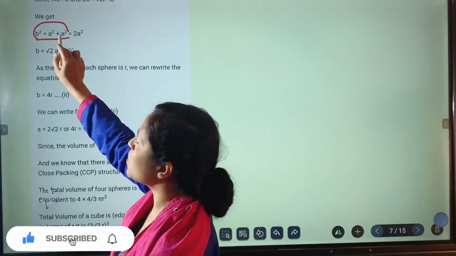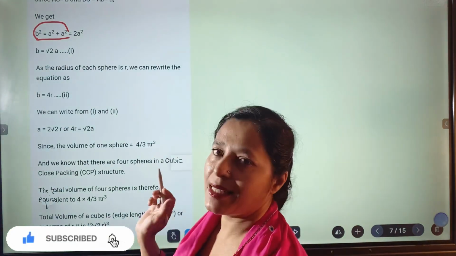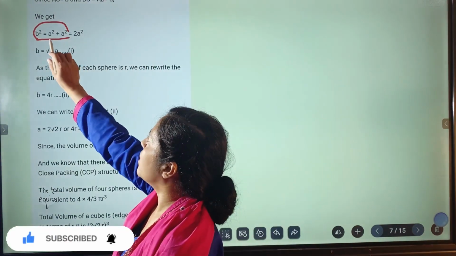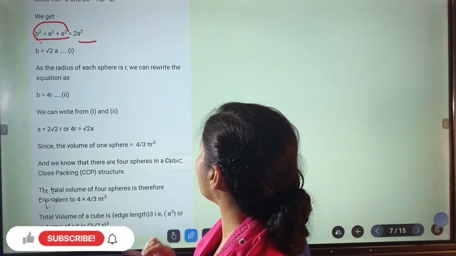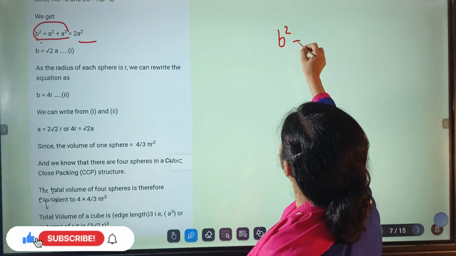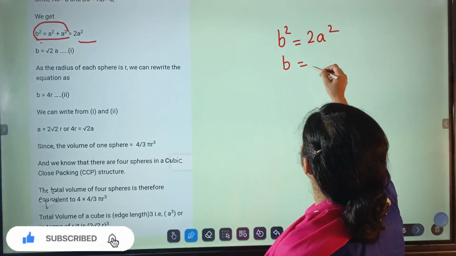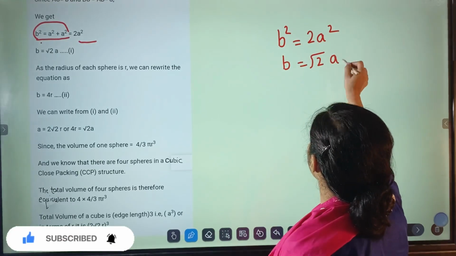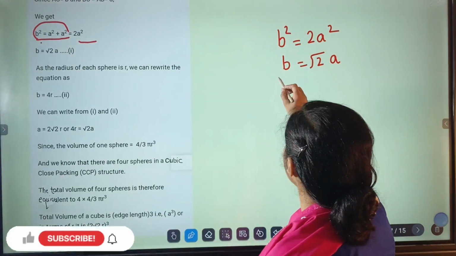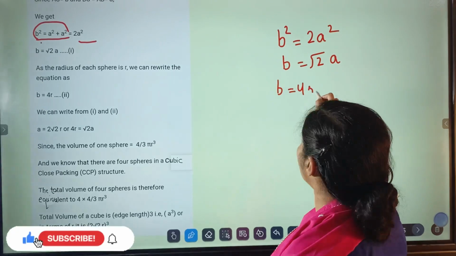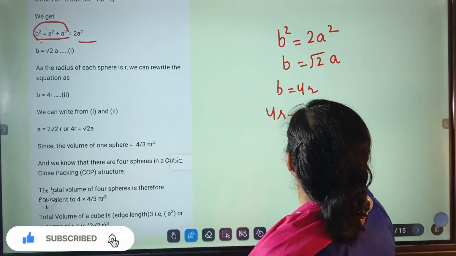Why a square plus a square? Because these are the sides of the triangle, both are equal, the edges are equal, so we have put a here. So the value of b square comes out equal to 2a square. If b square is equal to 2a square and we want to calculate the value of b, then the root will come on 2 and a will remain as it is after taking the square root. Now I have previously told you that b is equal to 4r also. So we put 4r equal to root 2 a.